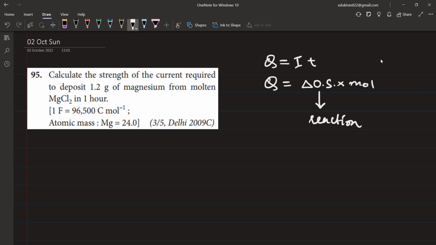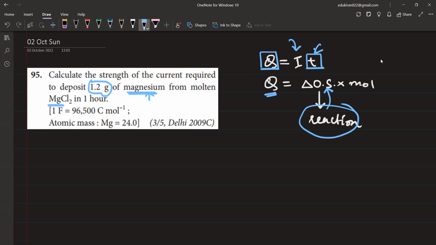First of all, you have been given: calculate the strength of current required. That means you have to calculate I. The T has been given. And you have to get magnesium from molten MgCl2. That means you will write the reaction, get the change in oxidation state of magnesium, then how many moles. First calculate the number of moles of magnesium from 1.2 grams, right? Then you multiply the number of moles into the change in oxidation state, and you will get the Q. Time has been given. You will get the Q from here, and you can calculate for I.